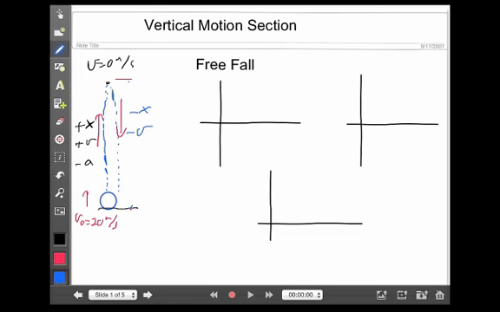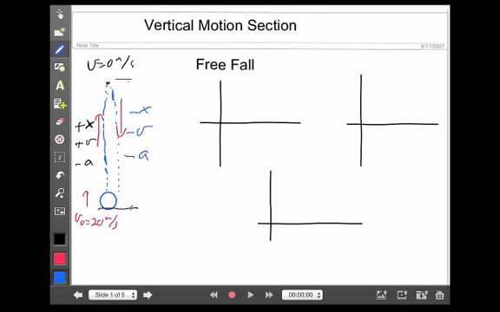Now, my acceleration. Well, I started from rest and I got faster and faster. Now, you might be tempted to say your acceleration is positive, but it's actually negative. Now, why? Well, because I went from rest to a faster negative velocity. And the only way I can get faster in the negative direction is with a negative acceleration.